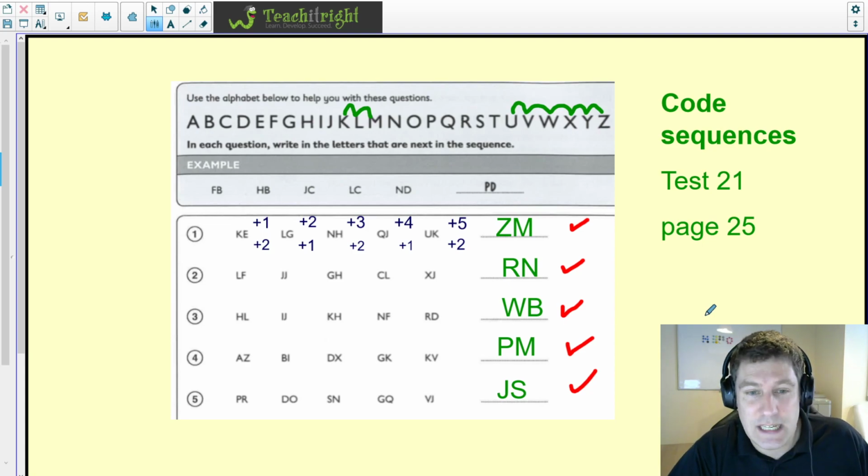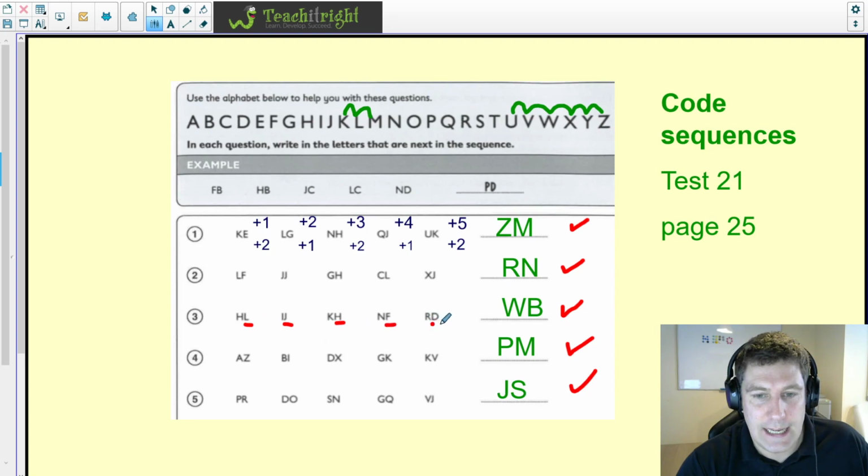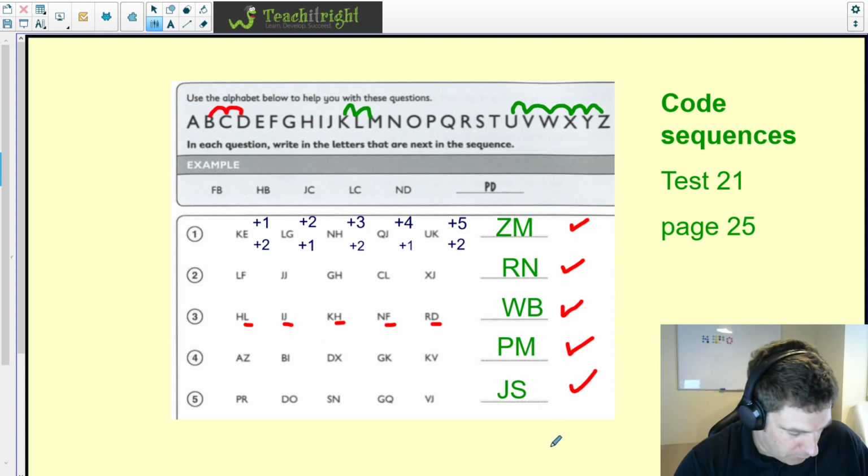And then the second letter was actually -2. So just showing you here, we've got L to J to H to F to D. That's -2, -2 from D, 1, 2. So we get B. Let's have a look at number 4.